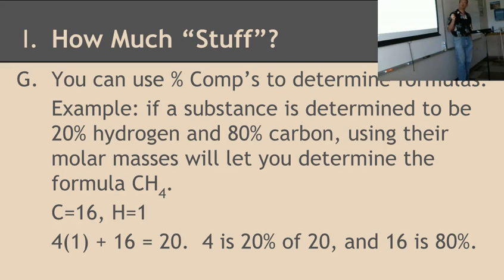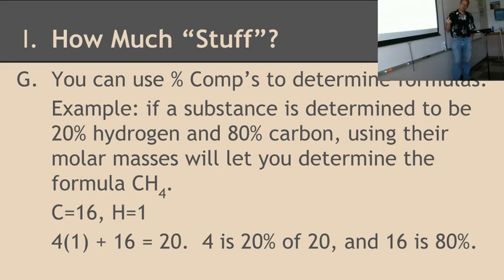So you don't very frequently go, here's the formula, what's the percent composition? You more frequently say, here's the percent composition, what's its formula? I've put these things together and they made a molecule. What did they make? So in this example, if a substance is determined to be 20% hydrogen and 80% carbon, using the molar masses will let you determine that the formula is CH4. So carbon is 16 on the periodic table, its atomic mass unit is 16. Hydrogen has 1 atomic mass unit.